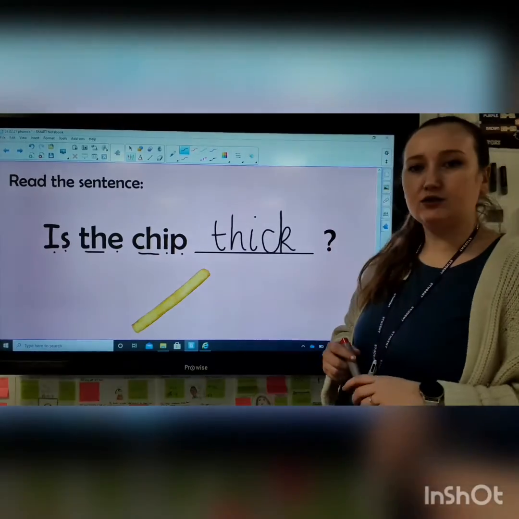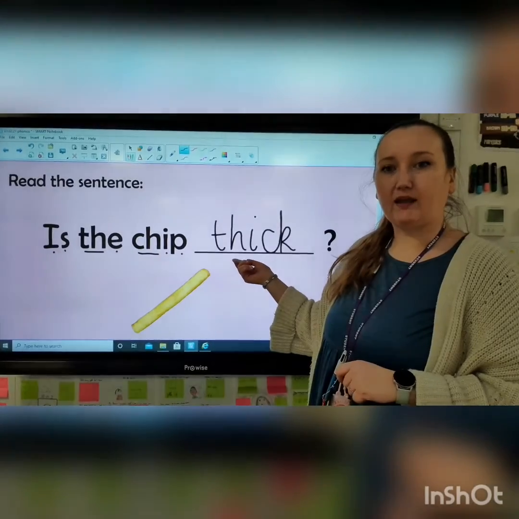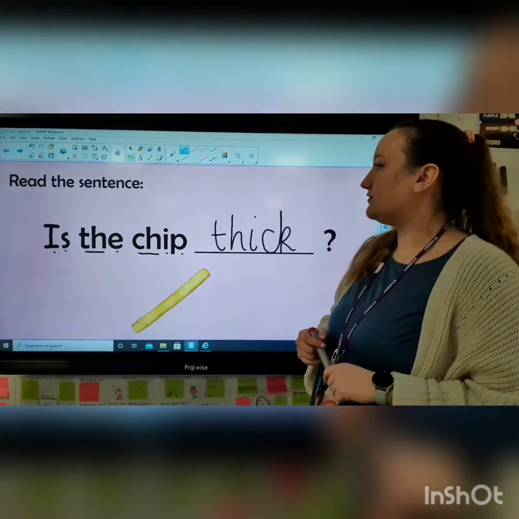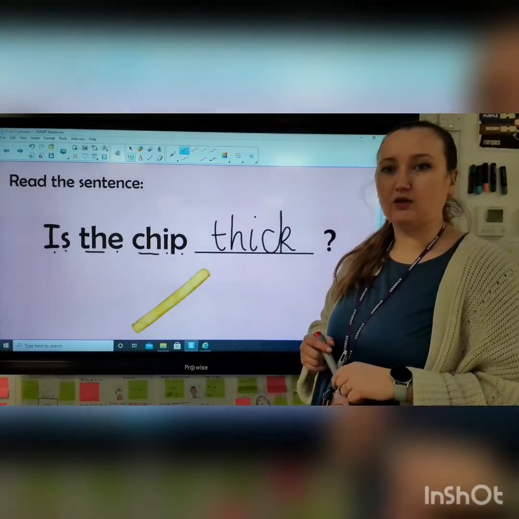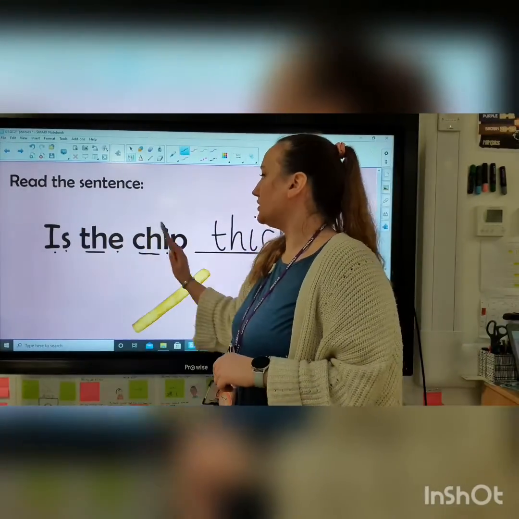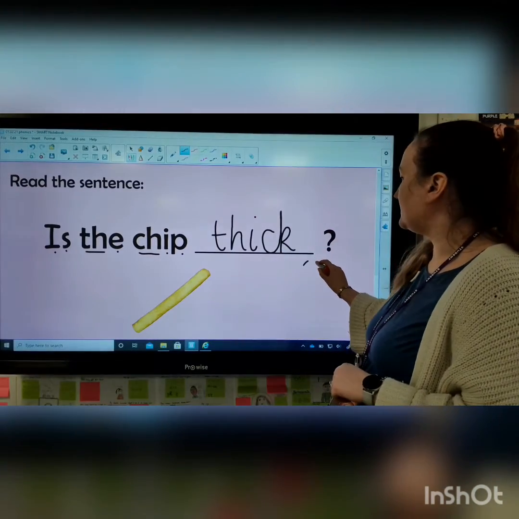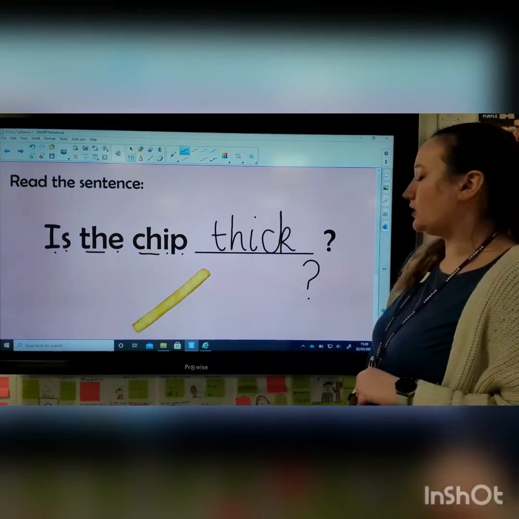So what I would like you to do now is have a go at writing this word thick. Okay, I think quite a few children could write the whole sentence, so I think you should give it a go, writing the whole sentence. Is the chip thick? And don't forget your question mark at the end. Okay, so that's how we write our question mark.